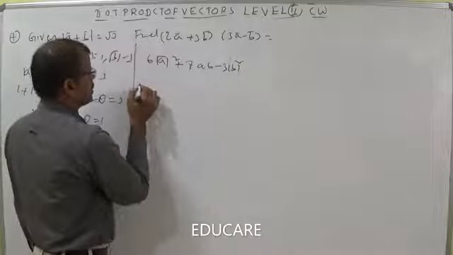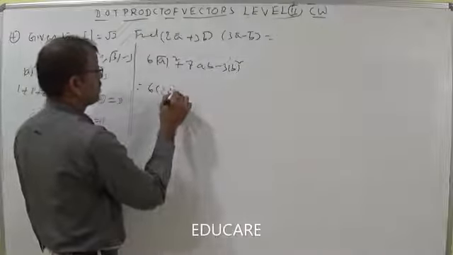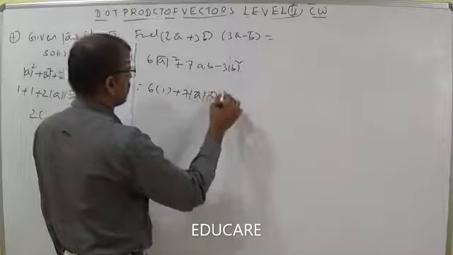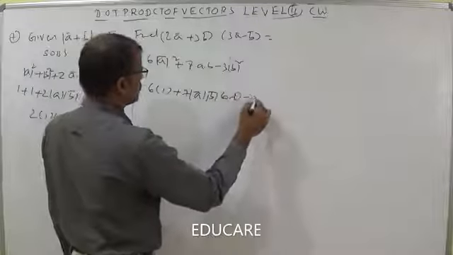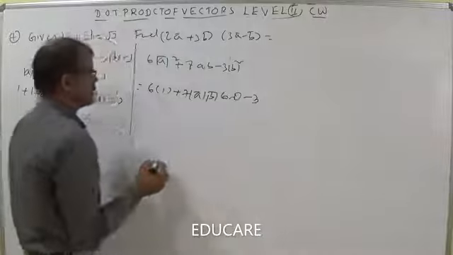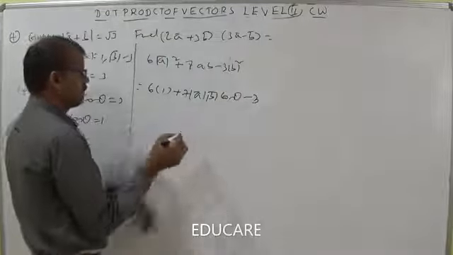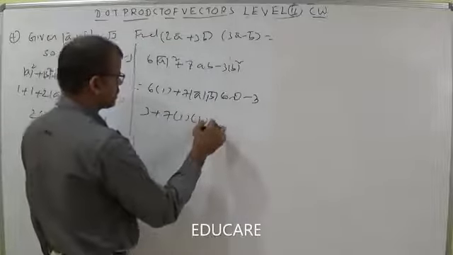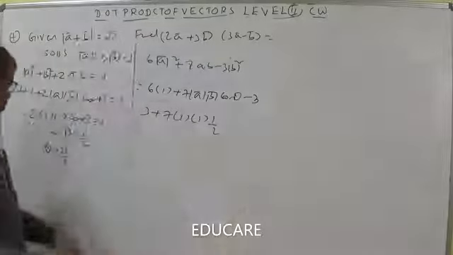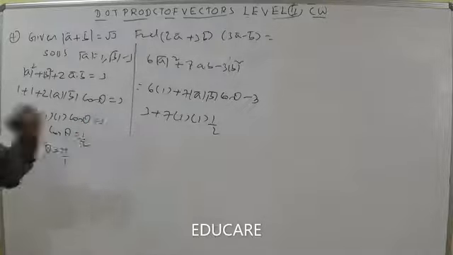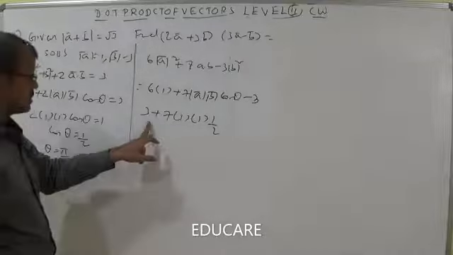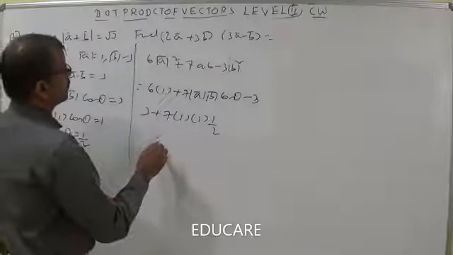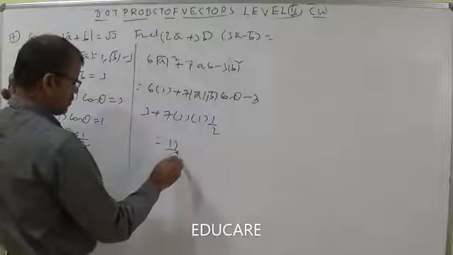That's all. That is equal to 6 into 1 here plus 7 into this one you expand as mod A into mod B into cos theta minus 3. 6 into 6 minus 3, you can write 3 plus 7 into here 1 into cos theta value 1 by 2 we got. 1 into, theta equal to pi by 3, 1 by 2. 7 by 2, 2 3s are 6, 6 plus 7, 13. 13 by 2.